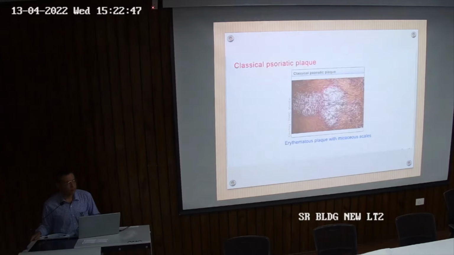Now this is a classical psoriatic plaque. It is erythematous. One factor was erythema; it's reddish. Second, it is very well defined. You can see the border in this lesion. And third, what is the third important finding? Silvery white scaling. So this is silvery white scaling. I don't know how much you can appreciate from the picture, but it seems to be.